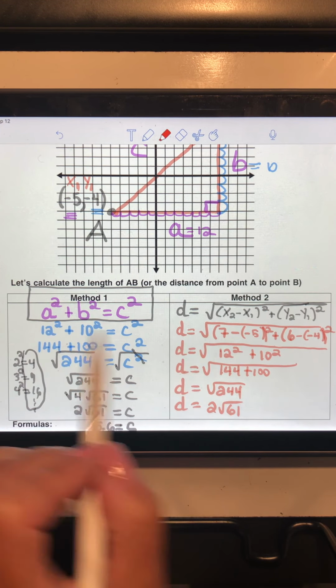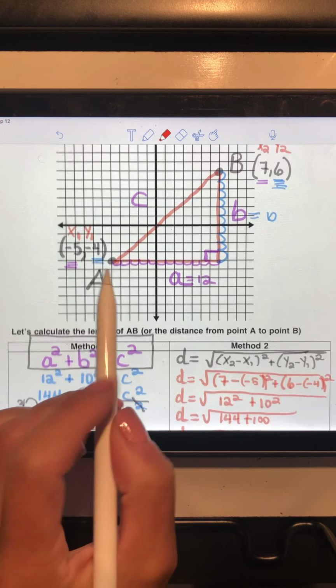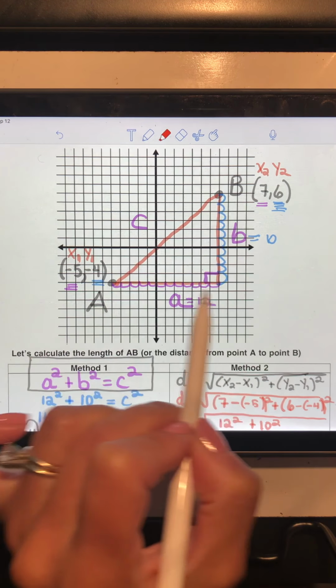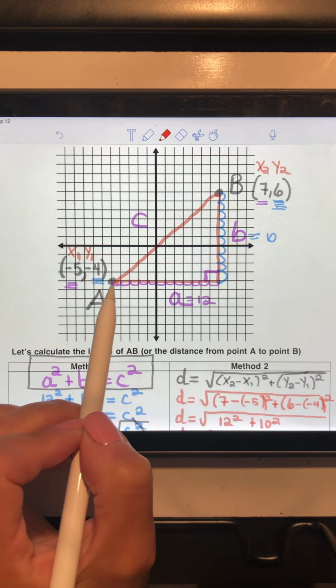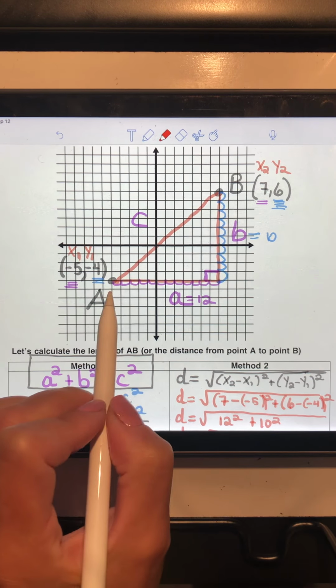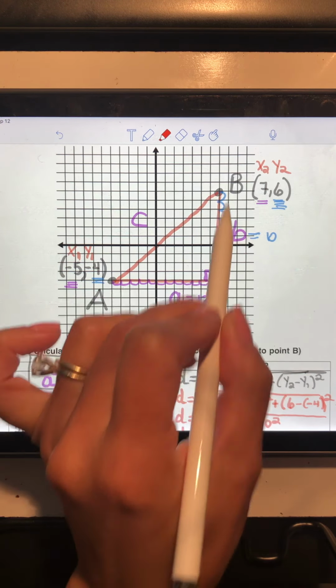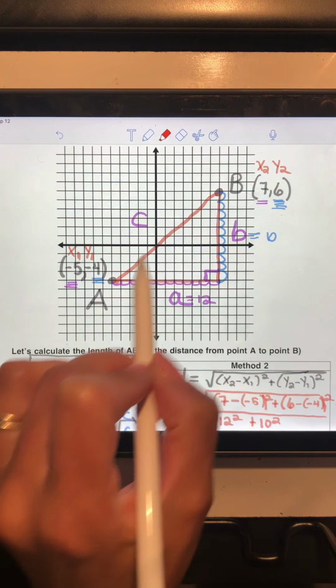I would say there's advantages to both. Personally, the Pythagorean theorem makes more intuitive sense to me. I think it's just easier to remember, and I like to use it. I like to draw triangles underneath the hypotenuse, if you will.